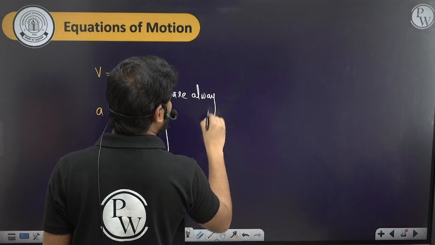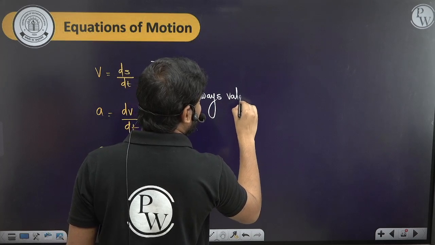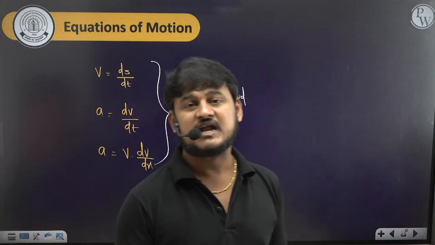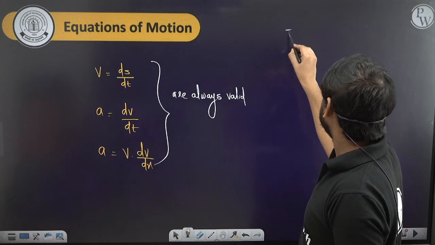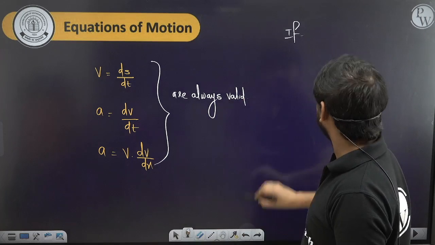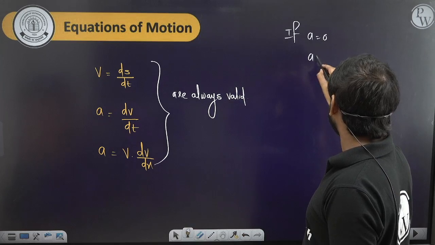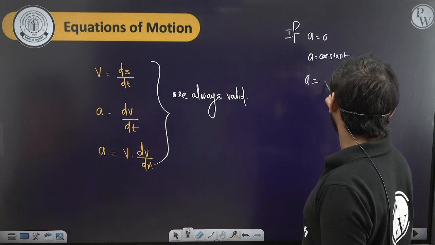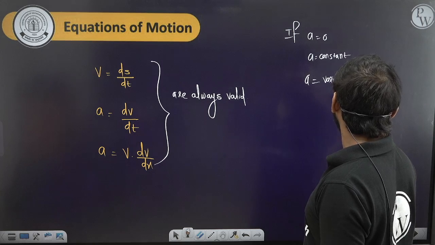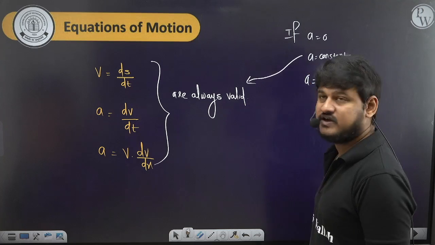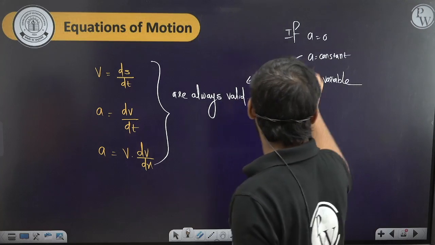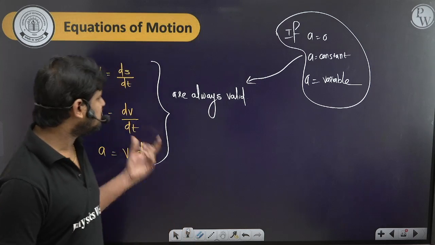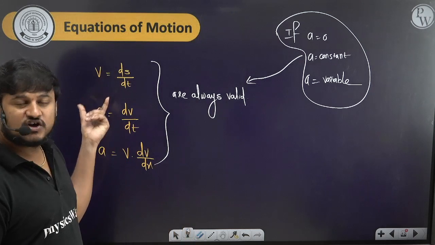What does it mean by always valid, sir? Whenever the acceleration is 0, or the acceleration is constant, or the acceleration is variable, in all these cases these equations are valid. So in all these three situations these equations are valid. Okay? Those are the equations of motion we have seen.